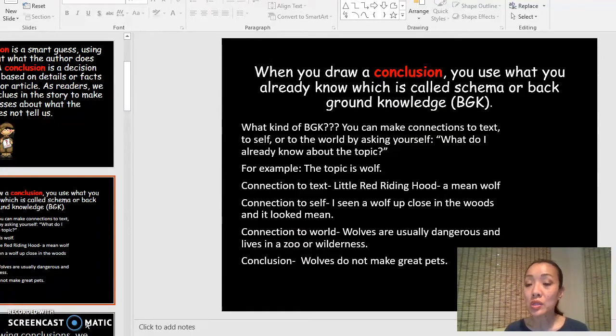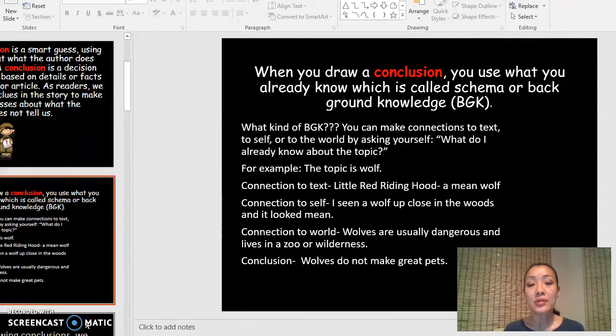When you draw a conclusion, you use what you already know, which is called schema or background knowledge. In this case, I'm going to refer to background knowledge as BGK. What kind of BGK am I talking about? You can make connections to text, connection to self, or connection to the world by simply asking yourself, what do I already know about the topic?